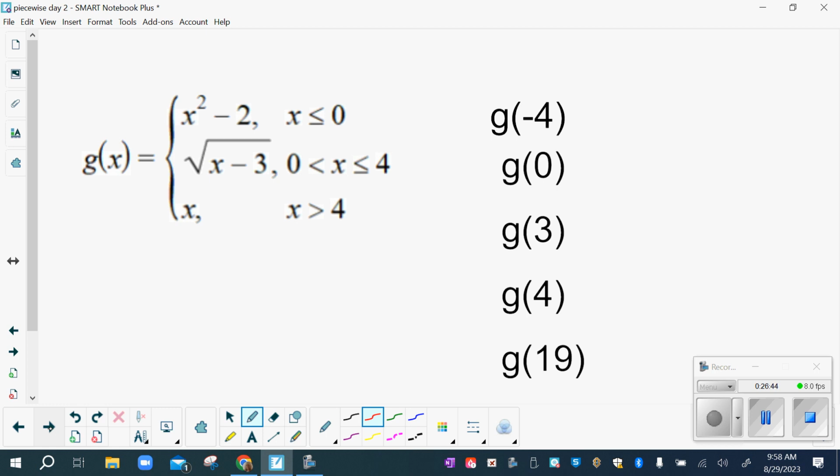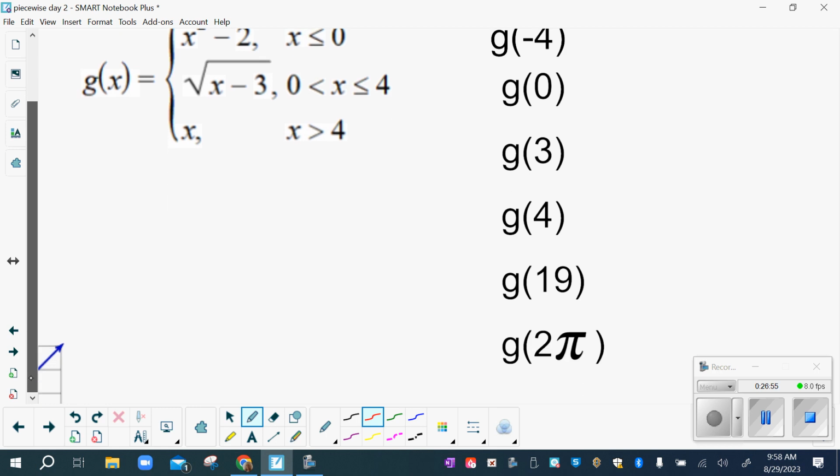Holy crap. I would not want to graph this. Look what's on here. Squares, square roots, which are little like comet graphs. A line. I actually did graph it because I'm a weirdo. I'm going to show you what the graph would look like. You would not be required to do this in pre-calc.